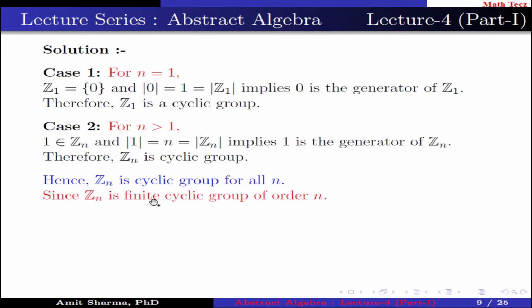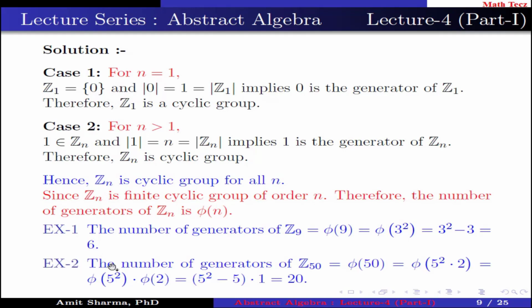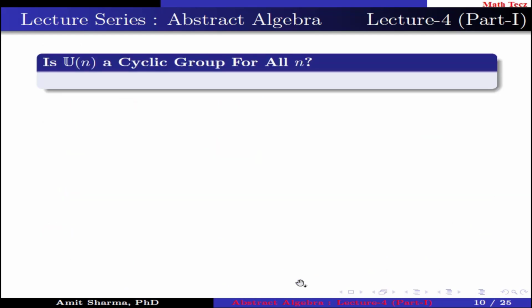Since Zn is a finite cyclic group of order n, therefore the number of generators of Zn is phi n. Example number 1. The number of generators of Z9 is phi 9, which is equal to 6. Example number 2. The number of generators of Z50 is phi 50, which is equal to 20.